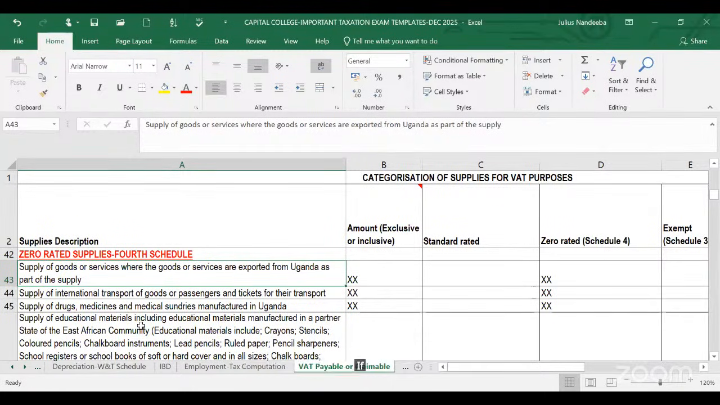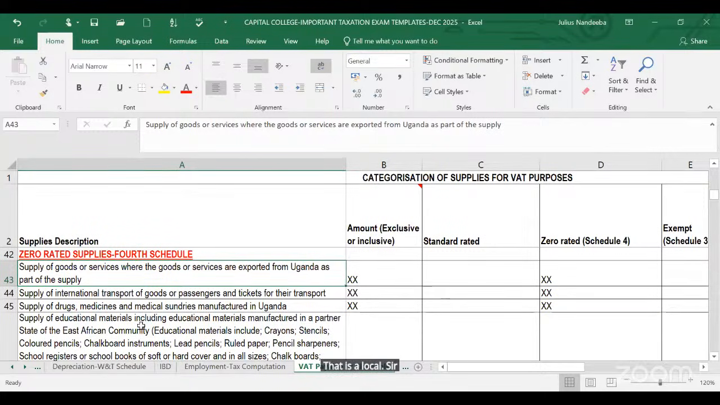Now, I want to ask you, if a Congolese comes to Chukubo and buys goods from Chukubo, puts them on a bus to Mpondwe, and then he gets them from Mpondwe and crosses the border with them, is that an export? That is not an export. That is a local sale.